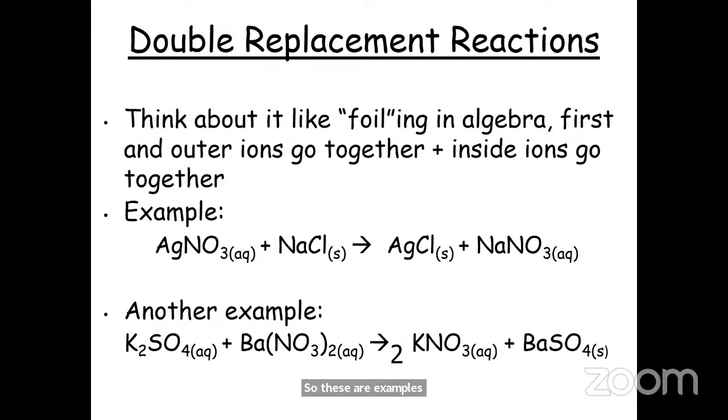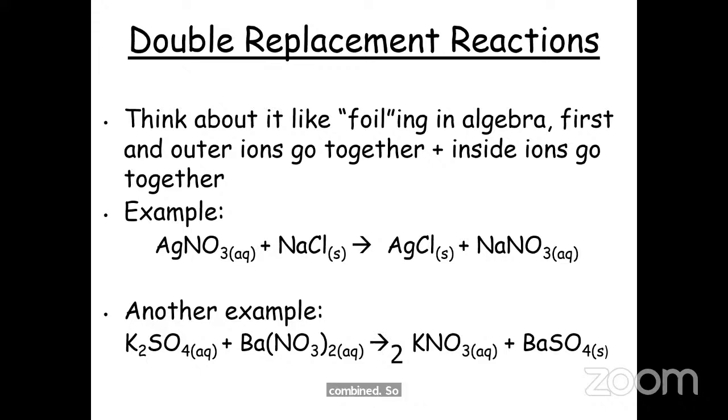Okay, think about FOIL in algebra. First and outer terms go together, inside terms go together. I think that is one very funny way of trying to remember how these combine.